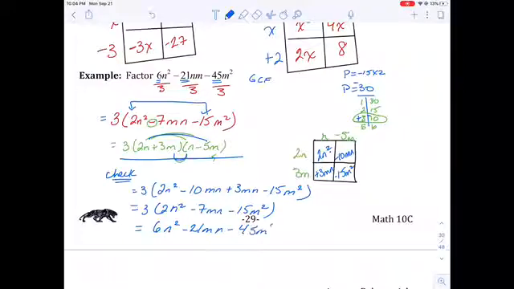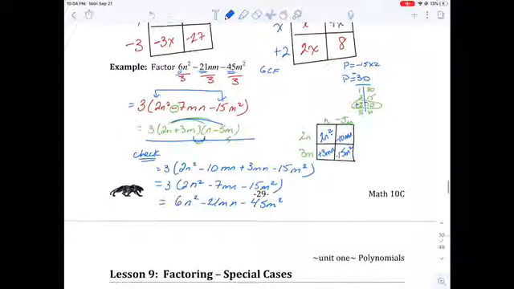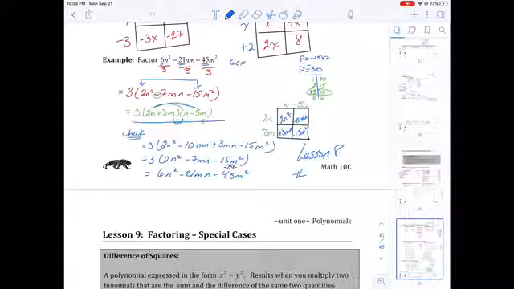Okay then, so there's lesson 8, and for that lesson, I would assign the following. I would say number 1, odd letters. Number 2, BD. 3, BD. 4, BD. And number 5.